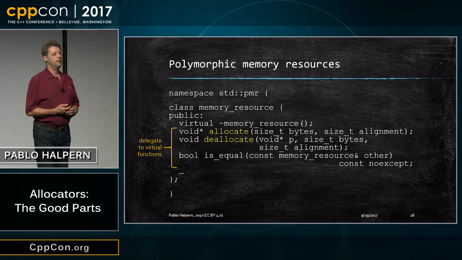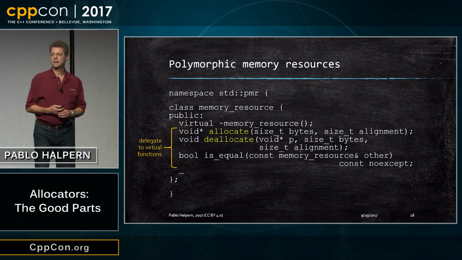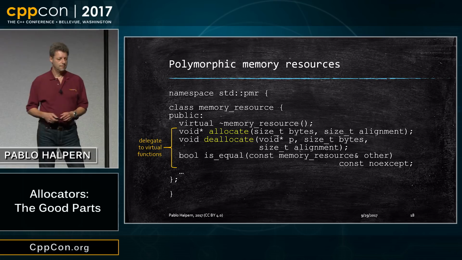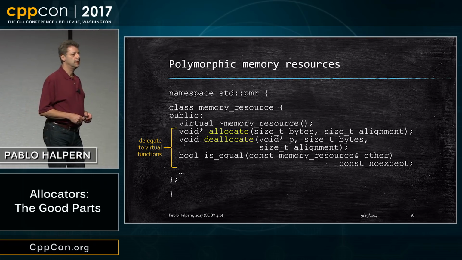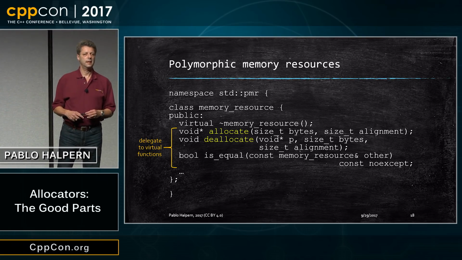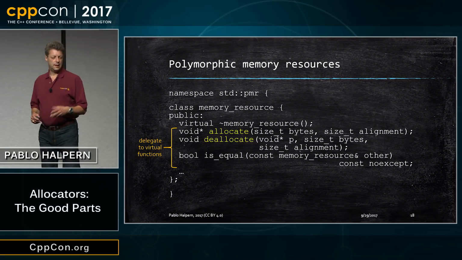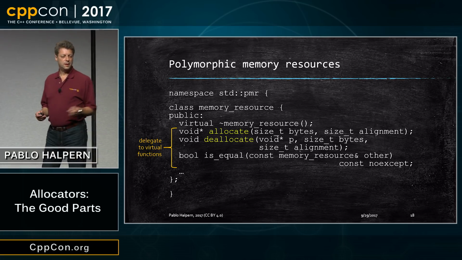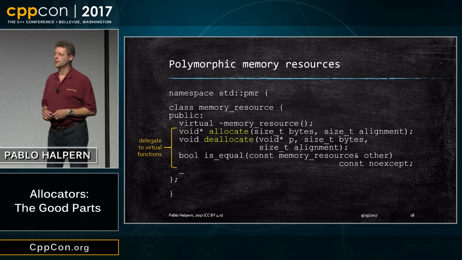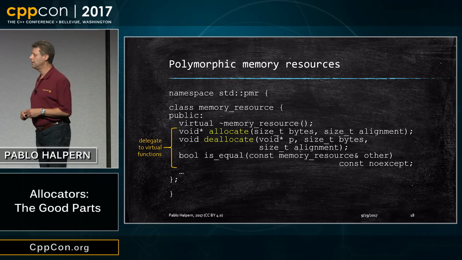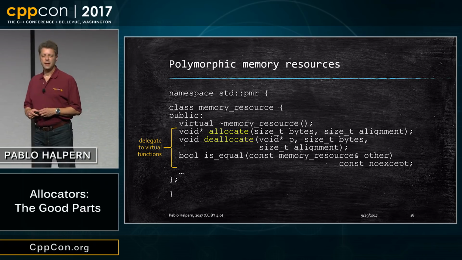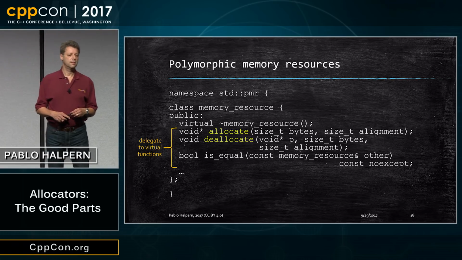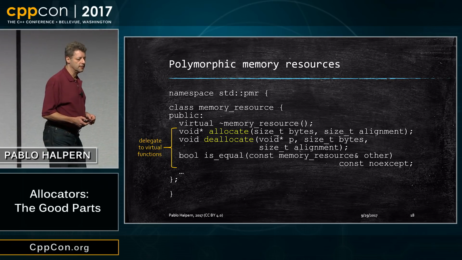Let's dive in a little bit into the different classes that I just mentioned. Polymorphic memory resources. This is a base class. Like I said, it is a pure abstract base class that has as its core these three functions: allocate, deallocate, and is_equal. Allocate and deallocate obviously being the main business end of the thing. Is_equal is a special thing that we needed just to make everything kind of stick together.